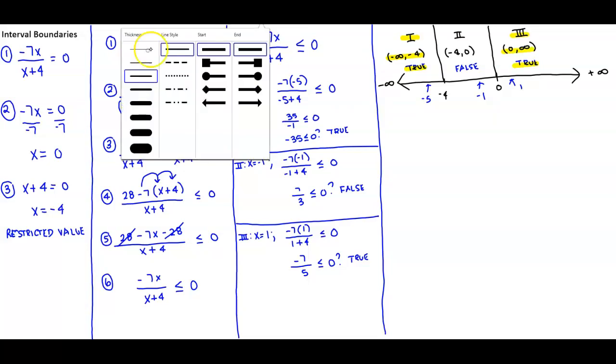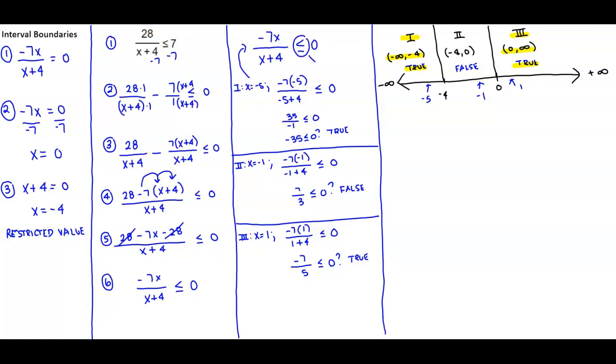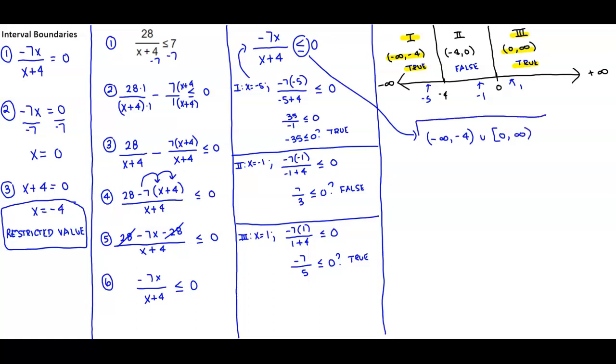Now, how do we write this interval? Well, we know that this is less than or equal to. Remember that negative 4 is a restricted value, so we cannot include it. So we have parentheses, negative infinity, comma, negative 4. And then region 3 can include 0 because it's not a restricted value, so it's bracket 0 to positive infinity, with the union symbol. And so there is our solution set.